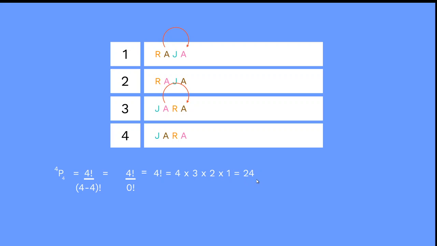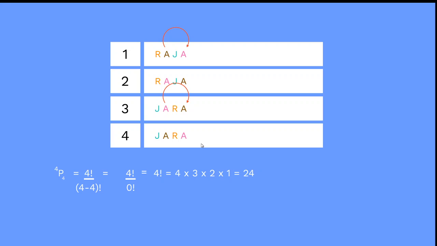But this 24 is actually an overcounted number. Why? Because 24 is twice the number of what you actually need. For example, this is one combination, Raja. You have a copy of it. This is another combination, Jara. You have a copy of it. Now if you put Ajra, again you will have a copy of it when you interchange the A's. So every possibility will have a copy of it.